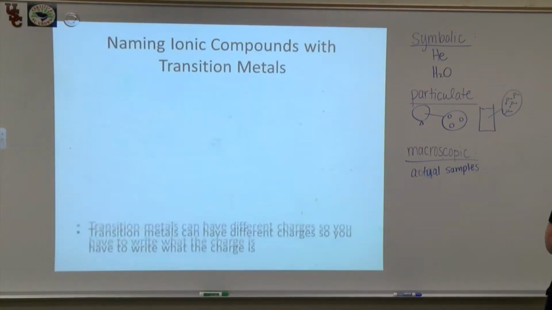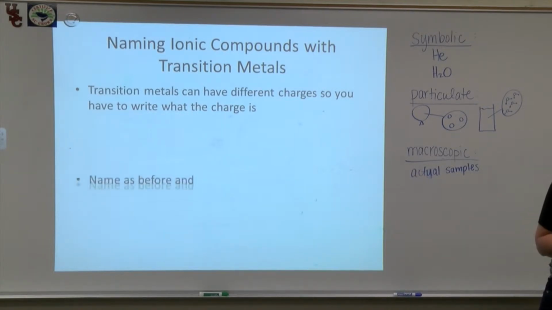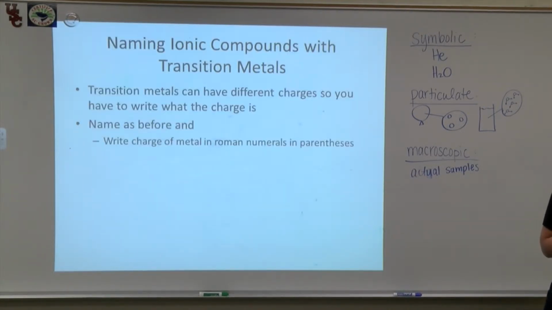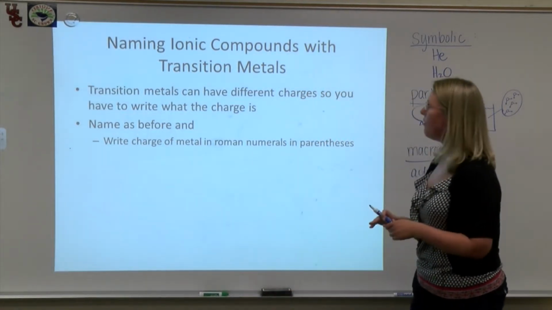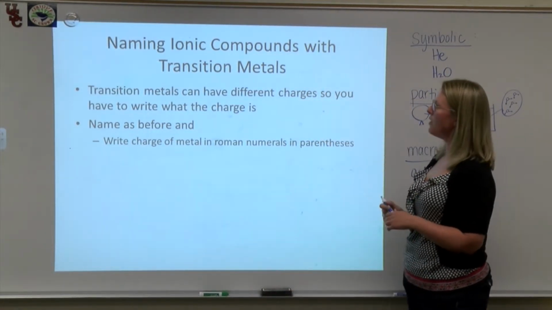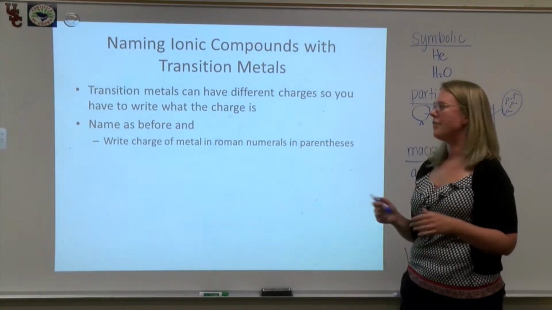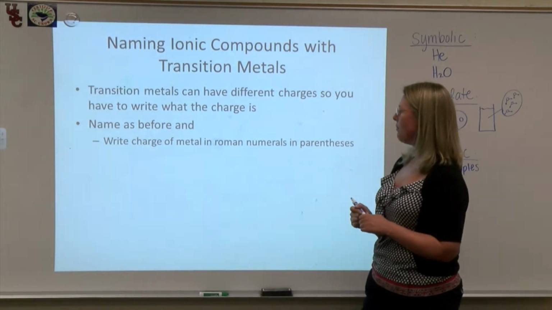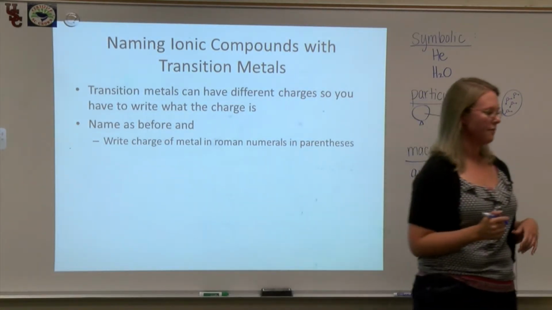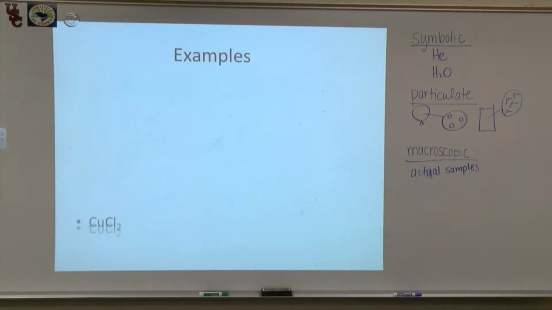All right. So remember we talked about transition metals and how they don't have a set charge, or set oxidation state? Since they don't have a set charge, you have to write down what the charge is in your name. Okay, so you're going to name these as before, but you're going to write the charge of the metal in Roman numerals in parentheses. And so this is where it gets a little bit harder.